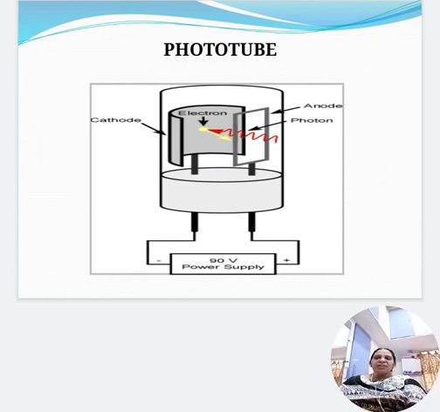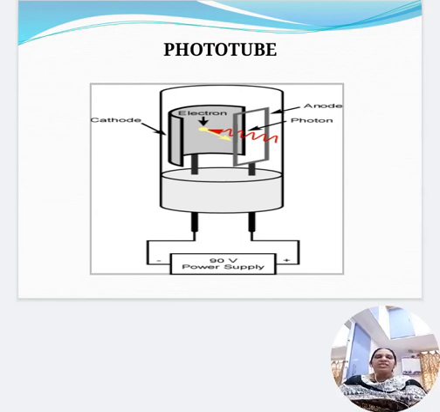When the potential difference is applied, the photon entering the tube strikes the cathode. When the incident radiation falls on this tube, it enters the tube, strikes the cathode and results in ejection of an electron, which strikes the anode and results in a flow of current. The current is generally of low intensity and needs to be amplified. The response of the phototube is dependent on the wavelength of the incident radiation.